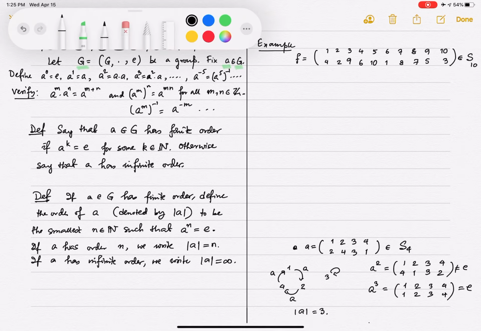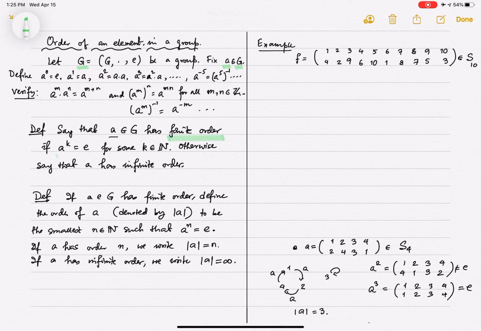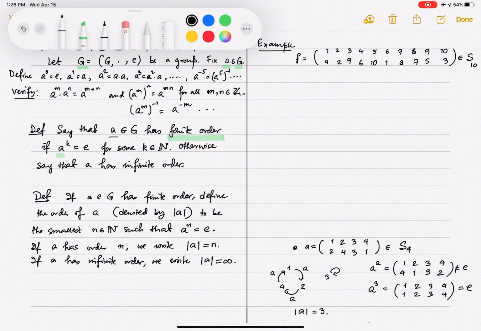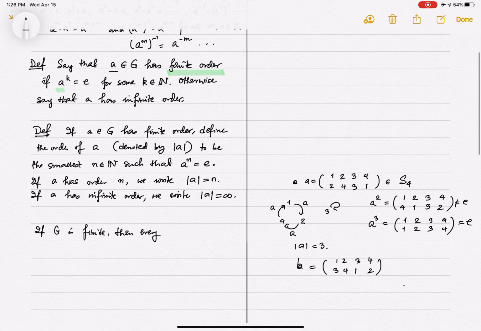An element A in a group G is said to have finite order if some positive power of it gives you identity. Otherwise, you say it has infinite order. So for example, in any finite group, you can see rather easily, if G is finite, then every element of G has finite order.